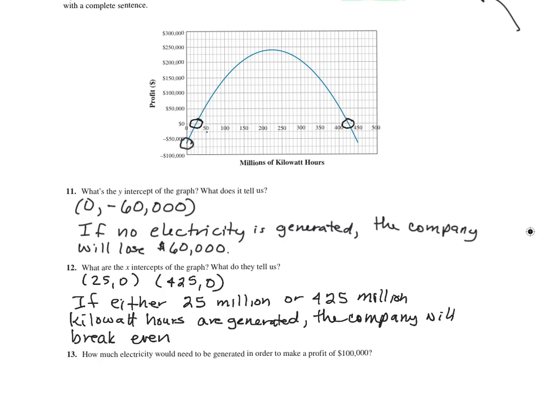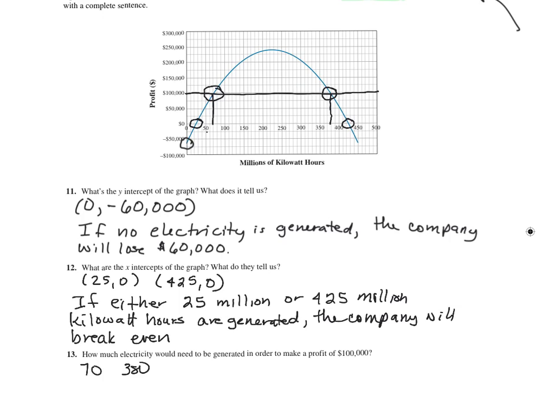Okay, and then they asked us how much electricity would need to be generated in order to make a profit of $100,000. Well, $100,000 is this right here. Okay, so it looks like it crosses the graph here and here. So we should expect 2 points, okay? So let's look at what this looks like. Okay, that looks like 70. And this looks like 380.